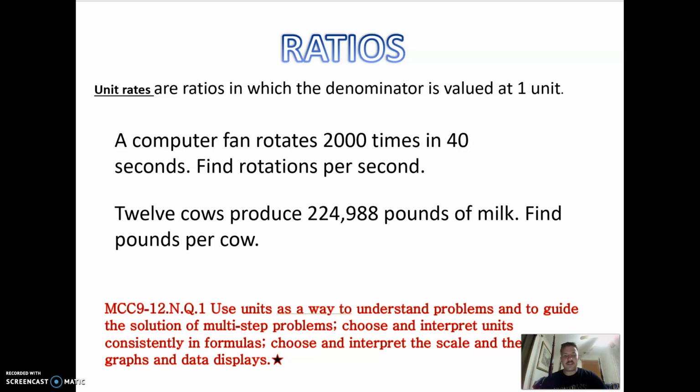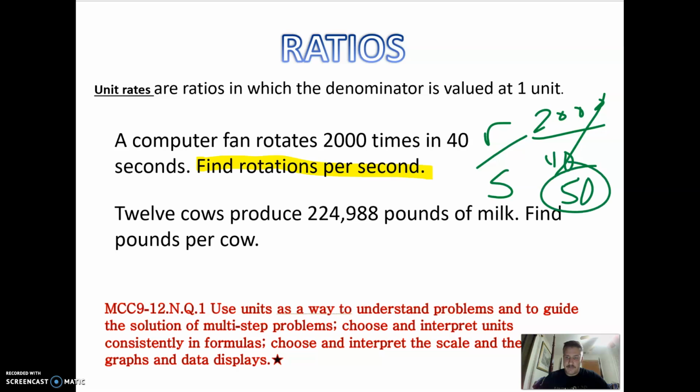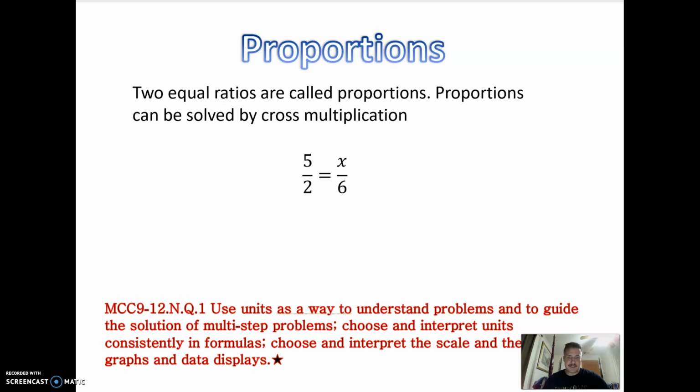So if I look at the following screen, if I wanted to write the rotations per second, I'm going to put rotations over seconds. So that would be 2,000 over 40. And then I would simplify that out. 2,000 divided by 40 is 50. So I'd say the unit rate is 50. I'm going to go ahead and skip to the next slide.